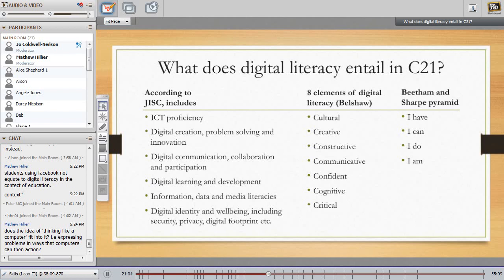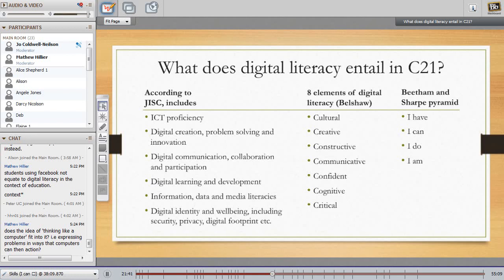I do apologise, I'm not able to keep up with chat at the moment, but I see Matthew's question, does the idea of thinking like a computer fit into it? Algorithmic thinking is a really important part of problem solving, and should be independent of the technology, I think. So it should be a skill that we are teaching that enables us to solve problems, but also utilize computers to help us solve problems. I'm happy to argue that one at another point.